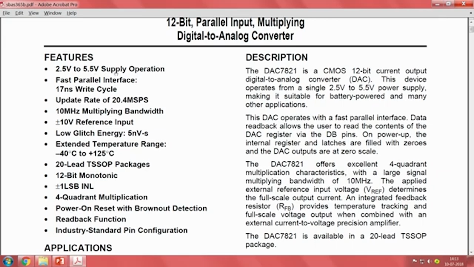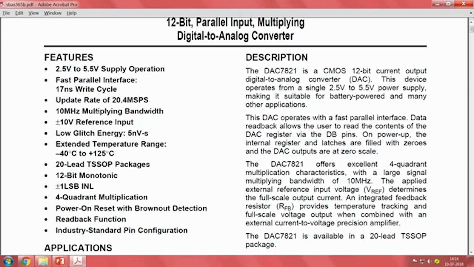Then, fast parallel interface, 17 nanosecond write cycle. What does that mean? It means that when we give the input to the IC, the data bits which need to be converted to analog, how much time does it take? The analog value that is converted inside the IC is stored in some buffer or small internal memory, where that value is written. So, this is the time taken to convert the digital value. Next time you want to update the analog value, you have to latch on a new set of digital inputs. Until you latch it on, the analog value will not change.